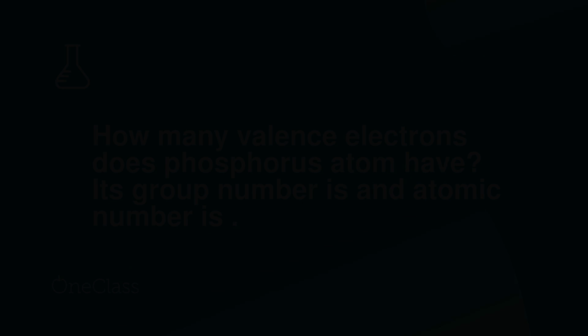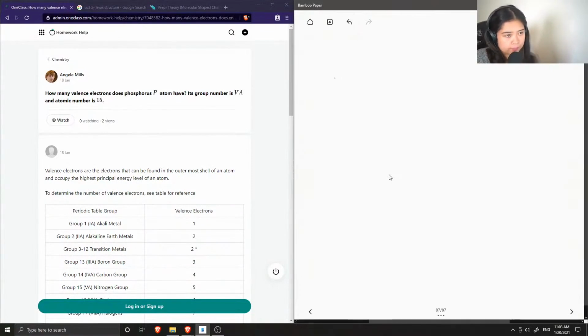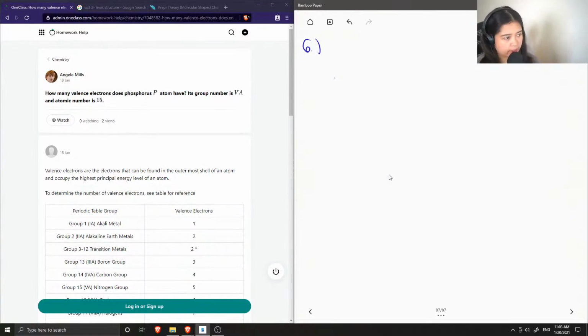And now we can move on to question 6. How many valence electrons does the phosphorus atom have? Its group number is 5A and atomic number is 15.